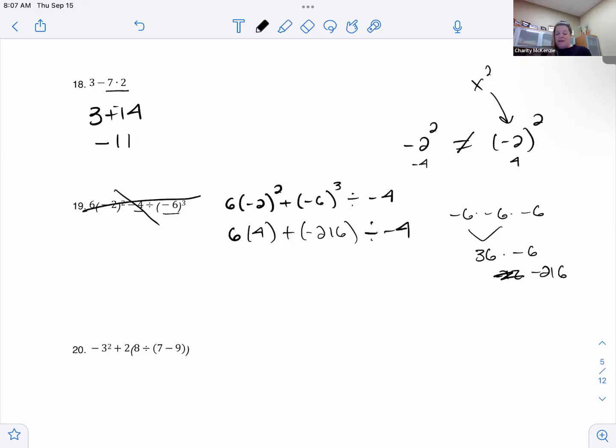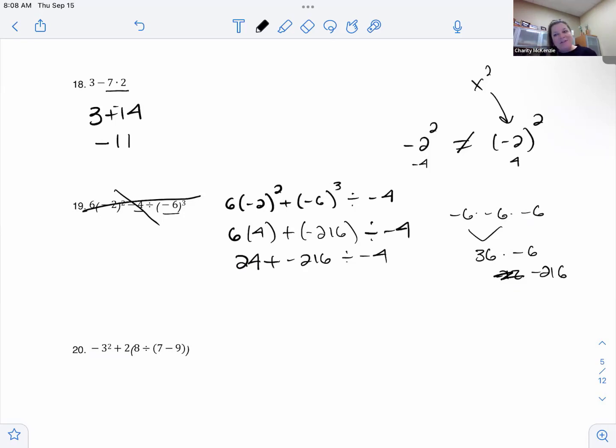Okay, so we took care of parentheses, exponents. Now we have to multiply or divide like we're reading. So the first one I see is 6 times 4. So 24 here plus, and then we have this -216 divided by -4. Could be written like this. You don't really need the parentheses. And then we do the division. Okay, we did the times first because it's from left to right. And the division, 216 divided by 4 is, I don't know, 54.